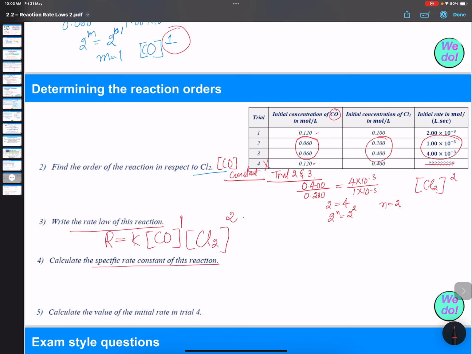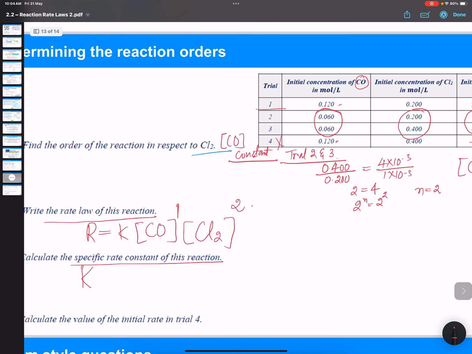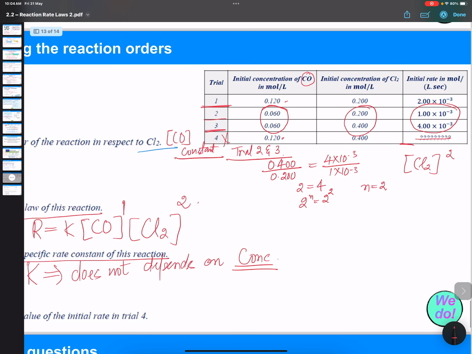Calculate the specific rate constant. It means they are asking you to find the K. How will you find the K? You can choose any trial, and you know K only depends upon temperature. K does not depend on concentration. So you can choose any trial 1, 2, 3, but you can't choose trial 4 because data is missing.